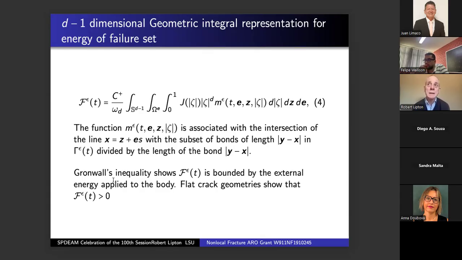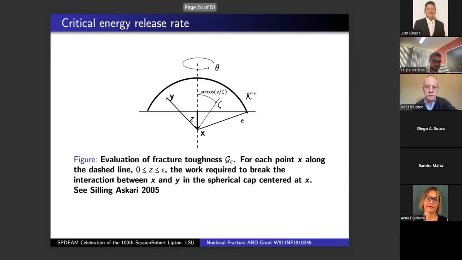We apply Grunwald's inequality to our ODE formulation and show that this energy is bounded by the energy applied to the body. For flat crack geometries, because we will be able to compute this failure energy explicitly, we show that this failure energy, even though it is supported on a D-1 dimensional set, has positive energy. So it is concentrated on a D-1 dimensional set, but still it's non-zero. But it's also not infinite, by Grunwald's inequality.